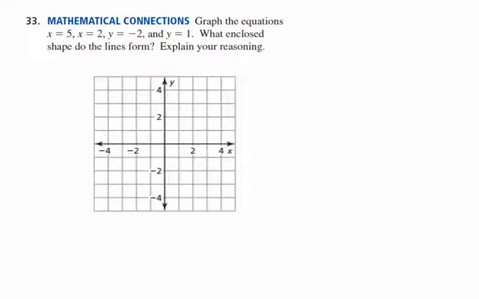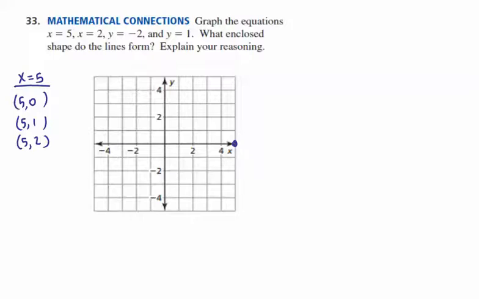Okay, and number 33, we want to graph the equations x equals 5, x equals 2, y equals negative 2, and y equals 1. So remember x equals 5. Until you get this down, you should write a number of points whose x-coordinate is 5. And we can try y is 0, 1, 2, that's fine. So x is 5, y is 0. X is 5, y is 0 would be here.